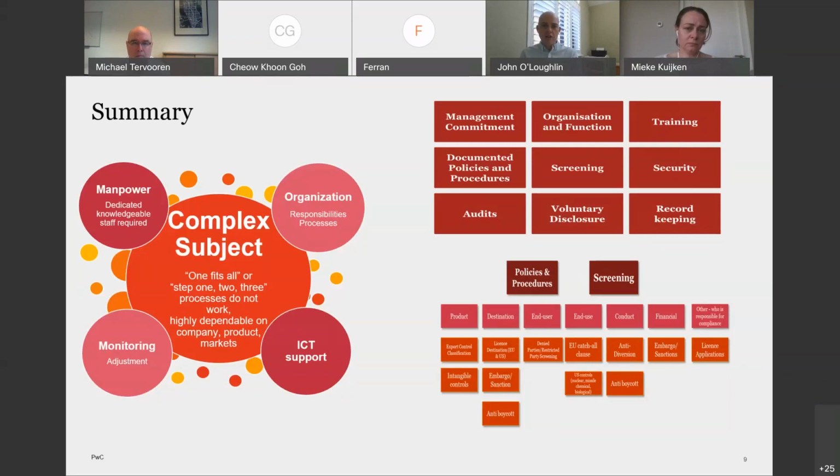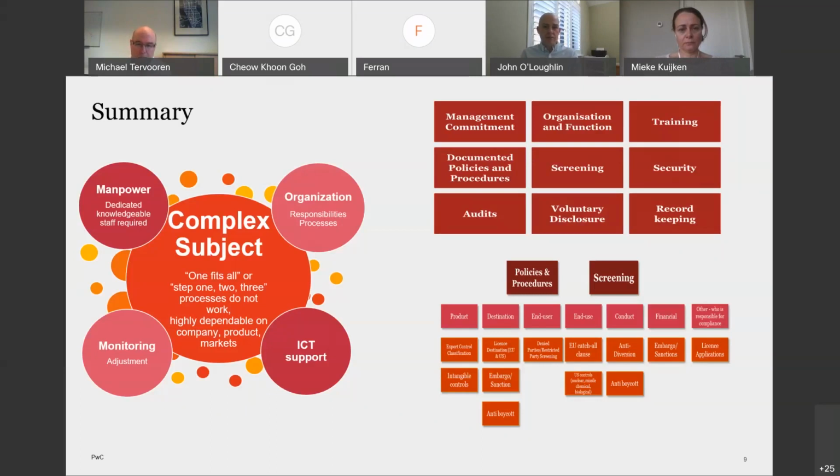On the right hand side there, you'll see kind of what does good look like. Having management commitment from the top, having the right organization and governance structure, ensuring people are trained and have adequate knowledge around export control, that the procedures are documented, there's appropriate and adequate screening in place to make sure that the right product is going to the right destination, and you've the right security controls in place, that you audit, you've a system of reporting to the authorities if you make a breach, and you've appropriate record keeping.